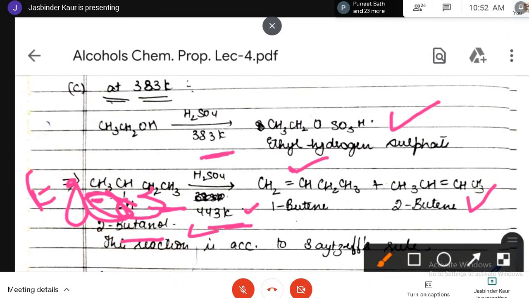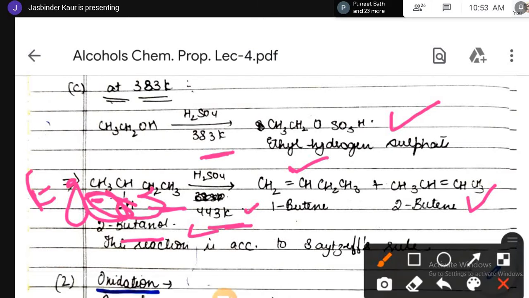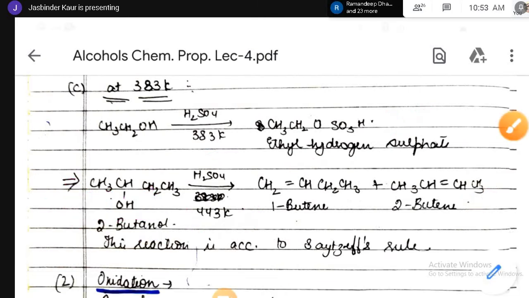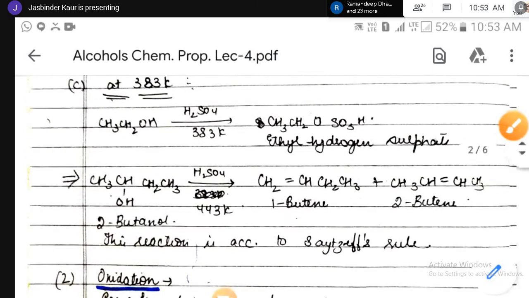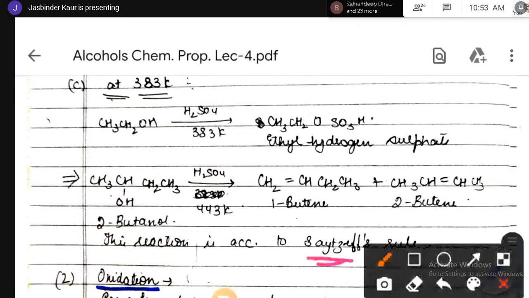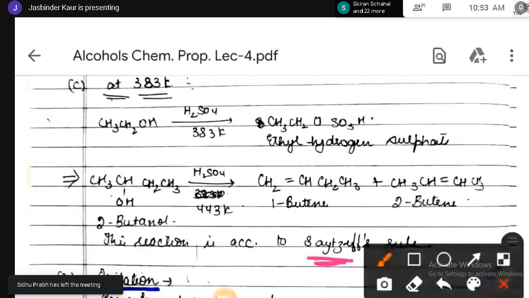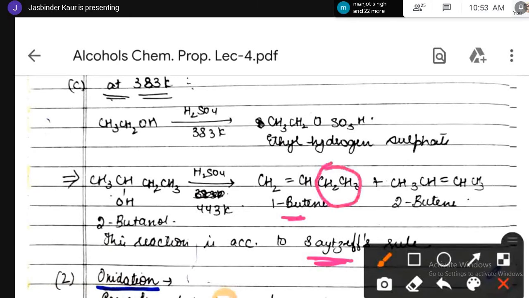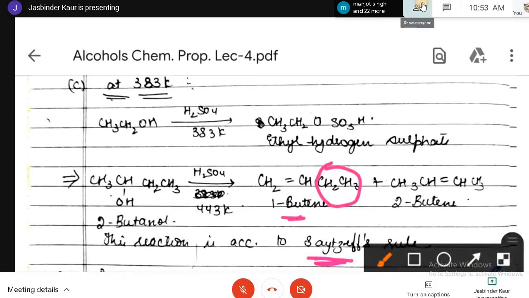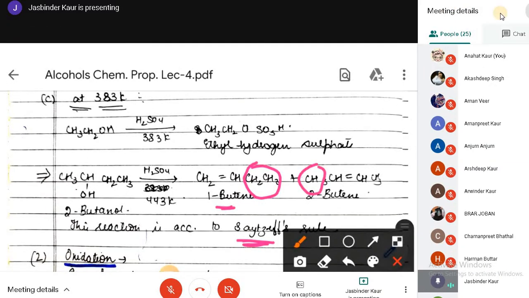Now it depends upon a rule, that is Saytzeff's rule. According to Saytzeff's rule, that alkene is formed which is more alkylated. More alkylated means the double bonded carbon atoms must have more alkyl groups. In the first, there is only one alkyl group attached to the double bond. In the second, two alkyl groups are attached to the double bond.